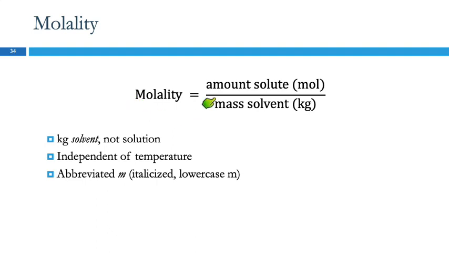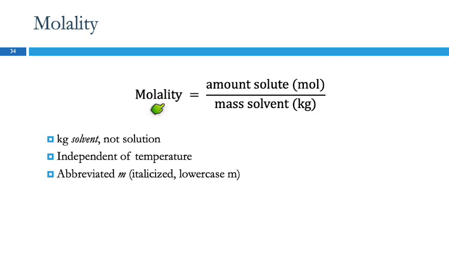Molality is the amount of solute per mass of solvent. The mass of solvent does not change with temperature. So molality is a unit that will be constant regardless of the temperature. This is abbreviated with an italicized lowercase m, not to be confused with meter, or with the capital M, which is molarity, or any of those other M's we've run into, like milli, but milli by itself is just not really a thing. It has to be in front of some other unit.